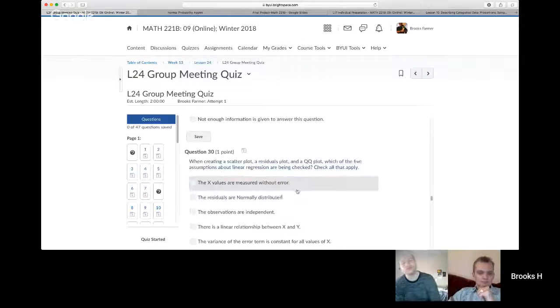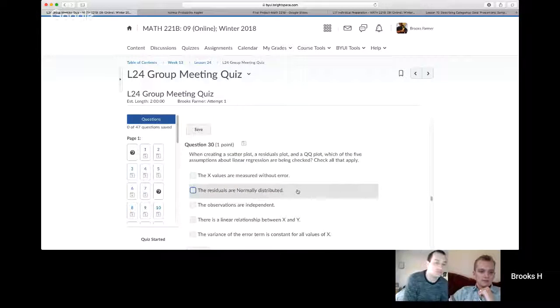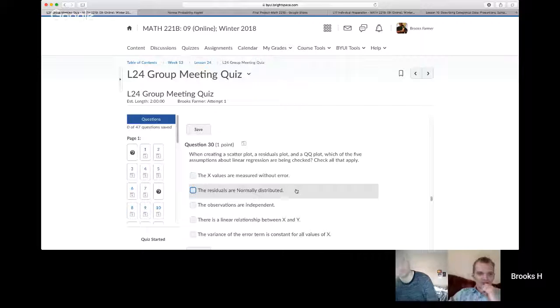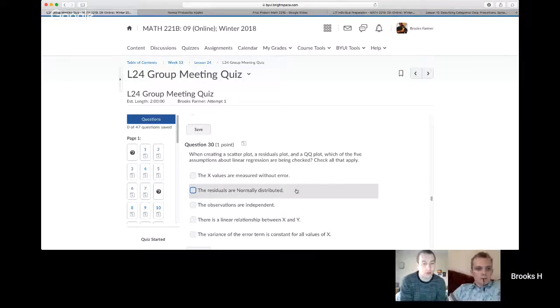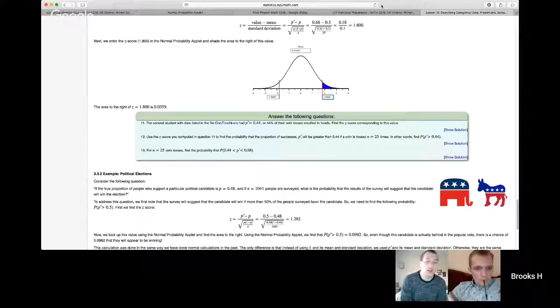Oh, this question. Oh, crap. You know what I'm talking about, right? Yeah, residual plot. This is the one we got wrong last time. Check all that apply. All right, I'm going to bring up the book. Yeah, that's what I'm doing.